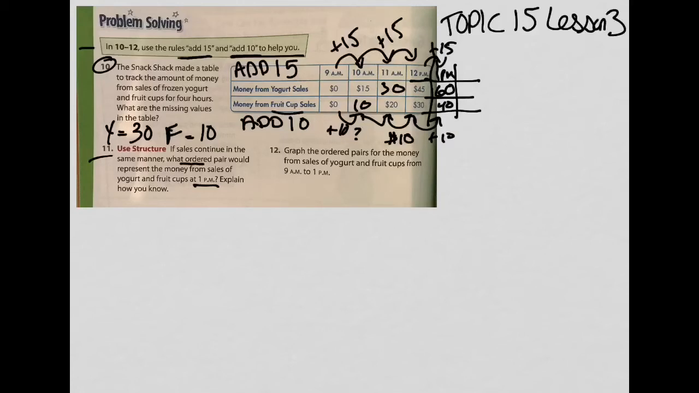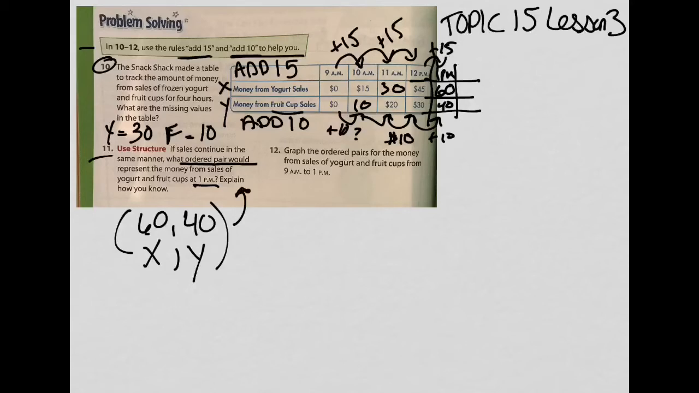But this problem wants it in an ordered pair. So I'm going to make yogurt sales my X value and fruit cup sales my Y value. So remember, X is first and then Y. So my X is 60 and then my Y value is 40. So that's the ordered pair that this problem wants.